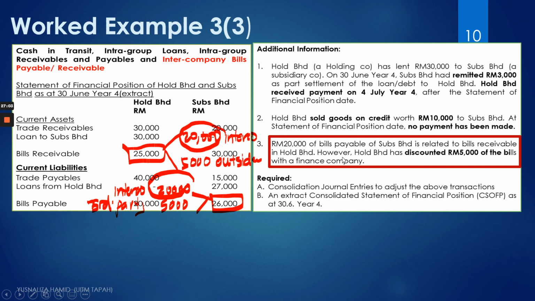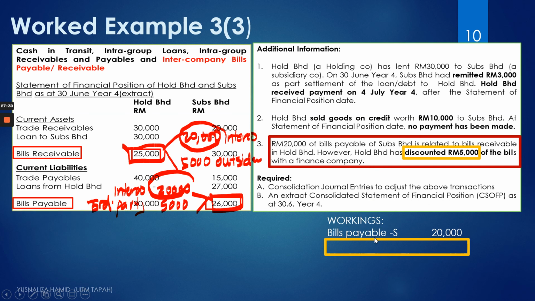Remember, I have explained earlier that what you need to cancel off is the undiscounted bills. So let us look at what has been discounted first. The company has discounted 5,000 of the bills. So the undiscounted bill is 20 minus 5, 15,000. Let's look at what we have in the working here. For working purposes, the bills payable was 20,000. The bills payable here is the intercompany bills, and that was the bills payable of the subsidiary, so I put S for subsidiary. The discounted amount was 5,000. So you need to reduce that 20,000 by 5,000, which gives you the undiscounted bills of 15,000.